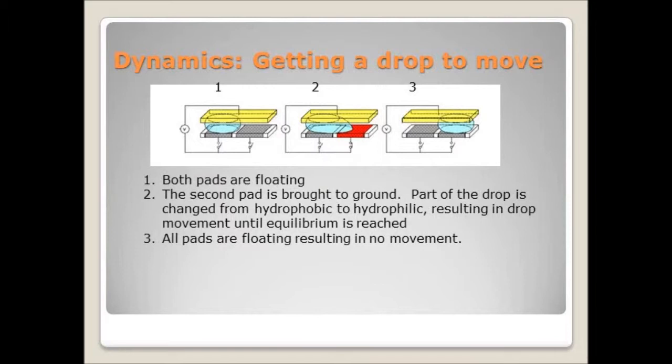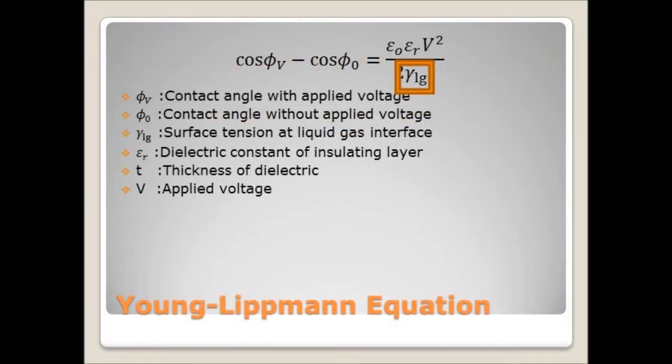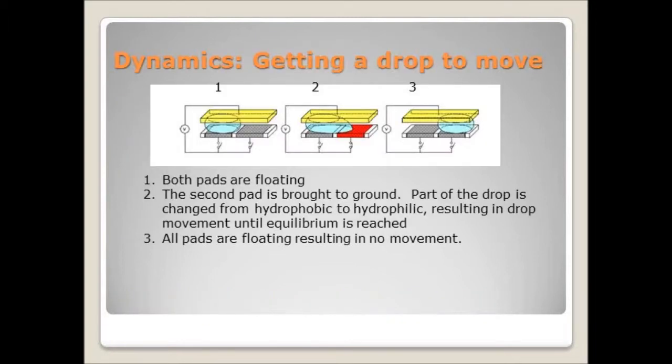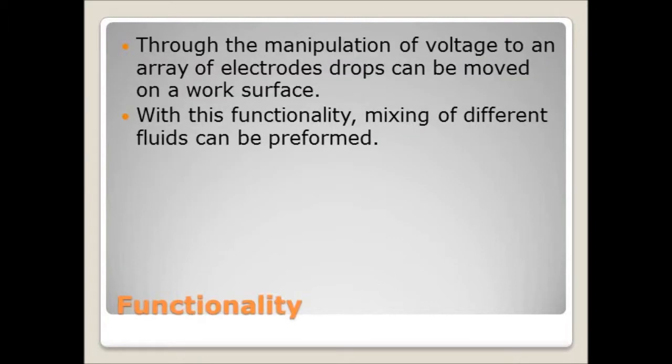In step 1, both pads have the same potential. In step 2, the red pad is brought to ground, changing the contact angle of the leading edge, but not the back edge. This is due to a differing strength of the electric field on the sides of the drop. With differing angles, we have differing surface tensions, as you can see here, and thus differing forces on the drop. The drop moves until the surface tension is balanced, as it is in Figure 3. Through the manipulation of voltage to an array of electrodes, drops can be moved on a work surface. With this functionality, mixing of different fluids can be performed.